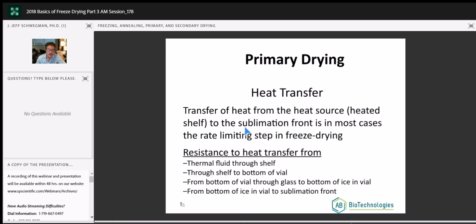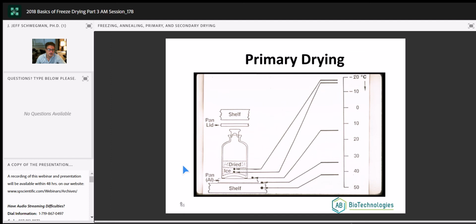So we'll talk about heat transfer, again, getting the heat from the thermal fluid to the sublimation front, and again, where these are the resistances where we're losing heat. And we talked about those. And again, I love this. So the shelf temperature is about plus 42. By the time we get to the sublimation front, it's negative 20.